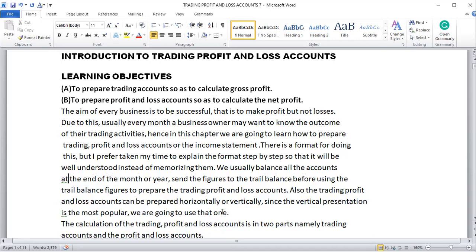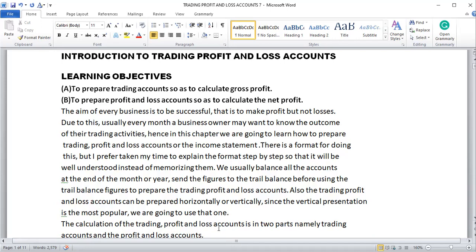As I've stated in the notes, the trading profit and loss account can be prepared in two ways, horizontally and vertically. But I prefer the vertical presentation because it is the most popular one. So let us go through.